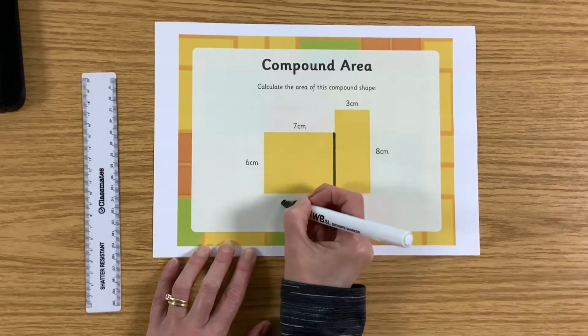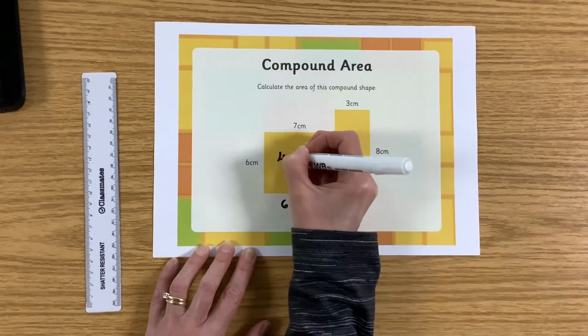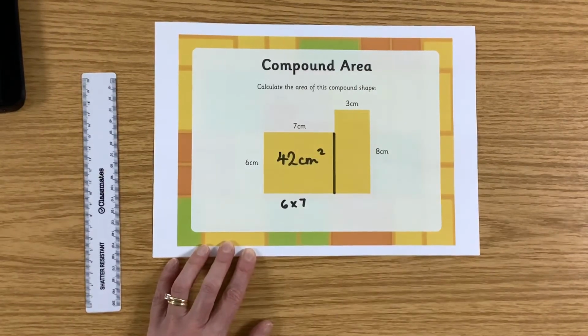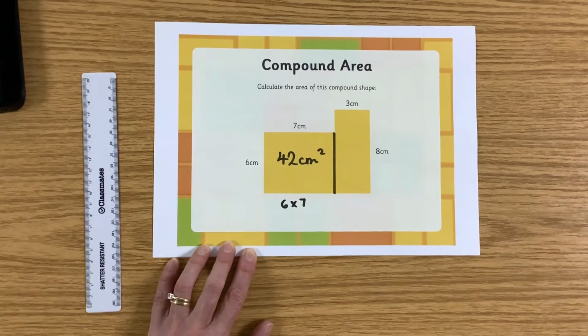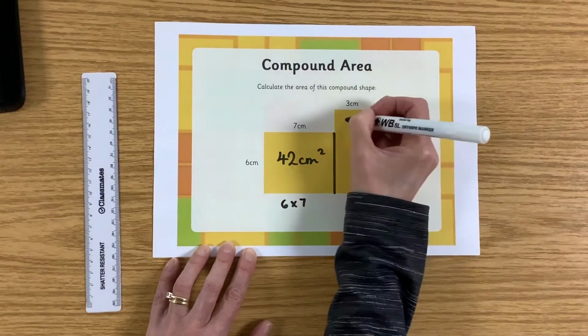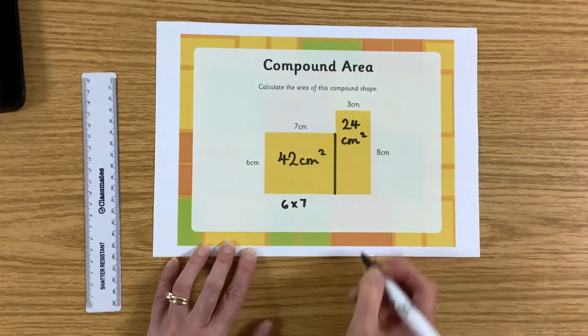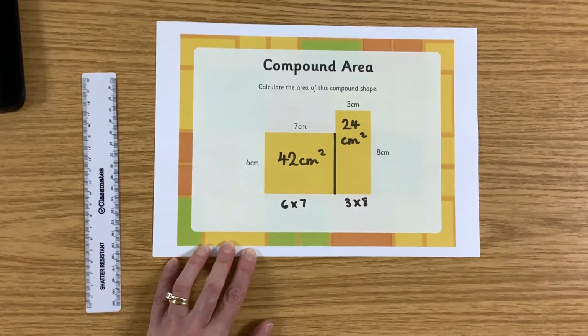6 times 7 is the question I'm asking myself. And what's 6 times 7? Yep. So the area of that section is going to be 42 centimetres squared. Tell somebody at home, what's the area of this section going to be if it's 3 centimetres by 8 centimetres? 3 times 8 is, yep, 24 centimetres squared, because we've just done 3 times 8, which is 24.